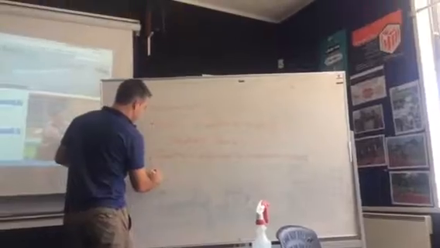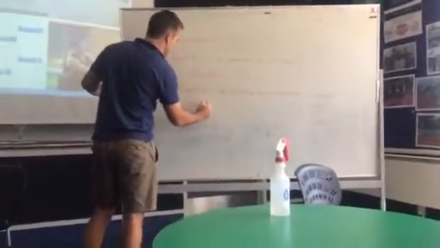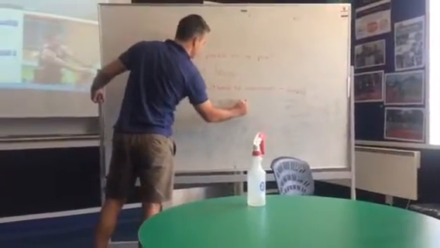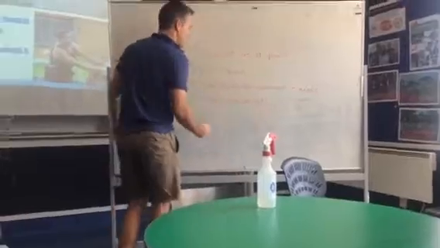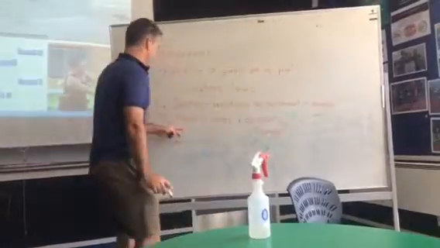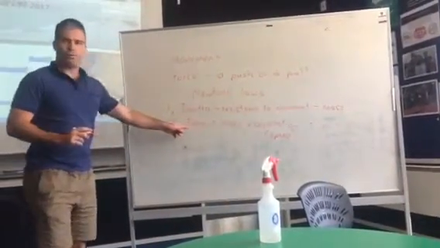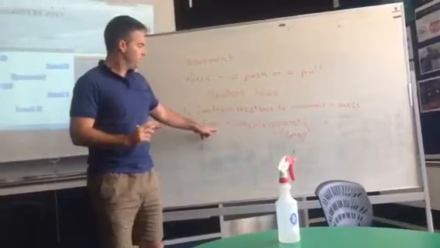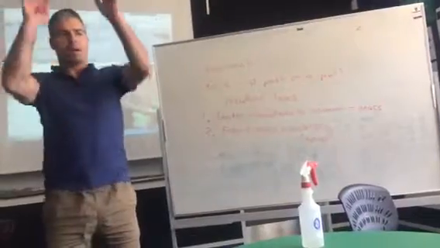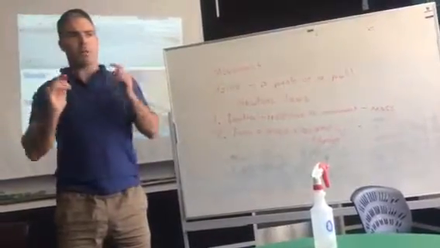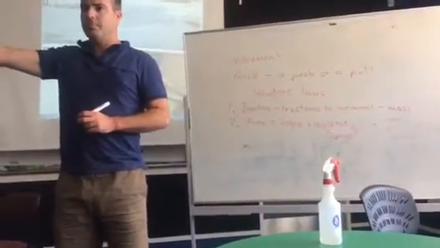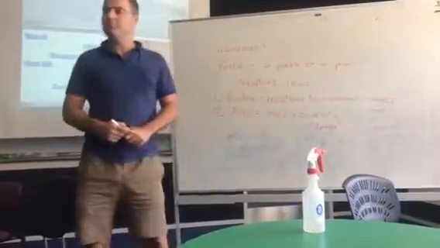Law 2. Force equals the mass times the acceleration. Now think of acceleration in terms of speed. The more force we apply to an object, the more acceleration will happen, the more speed will happen. When we shoot the basketball, the more force we apply to the basketball, the more speed the basketball will have, the more acceleration it has. The less force, the less speed.